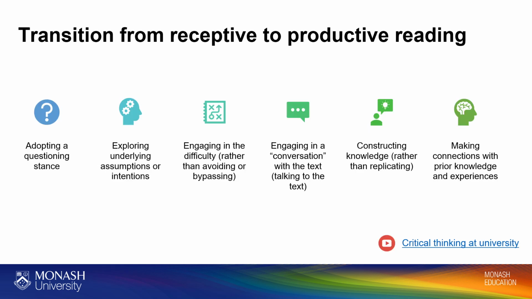So things to do to move from receptive to productive reading is firstly to adopt that questioning stance we were talking about before. Explore the underlying assumptions or intentions of the article, but also your underlying assumptions, and engage in what we call the difficulty. So rather than just ignoring things that don't make sense or that don't fit your particular worldview, think about them.